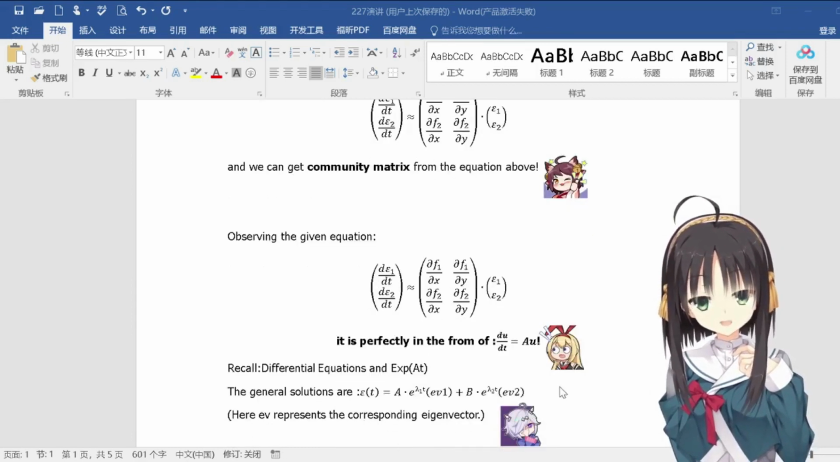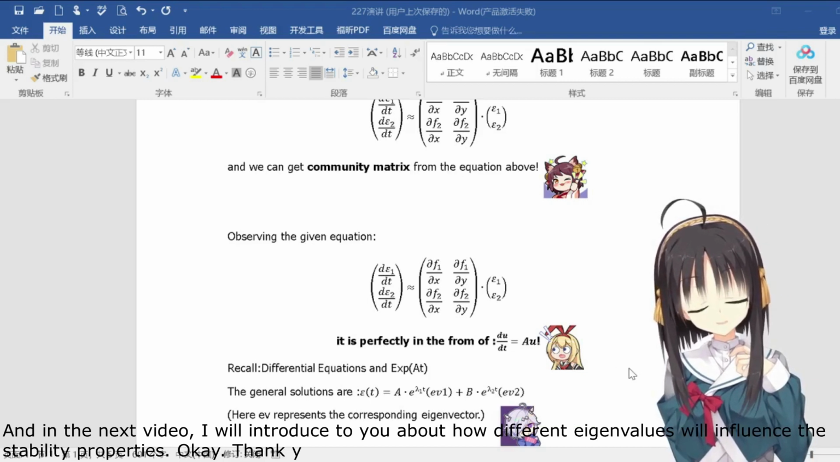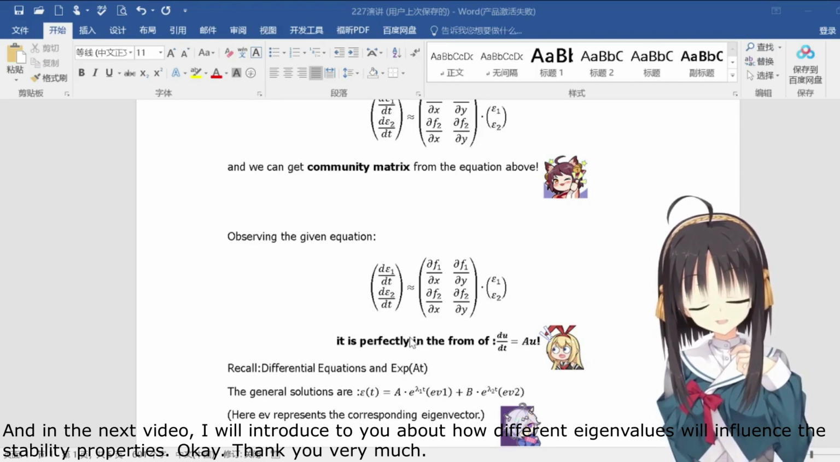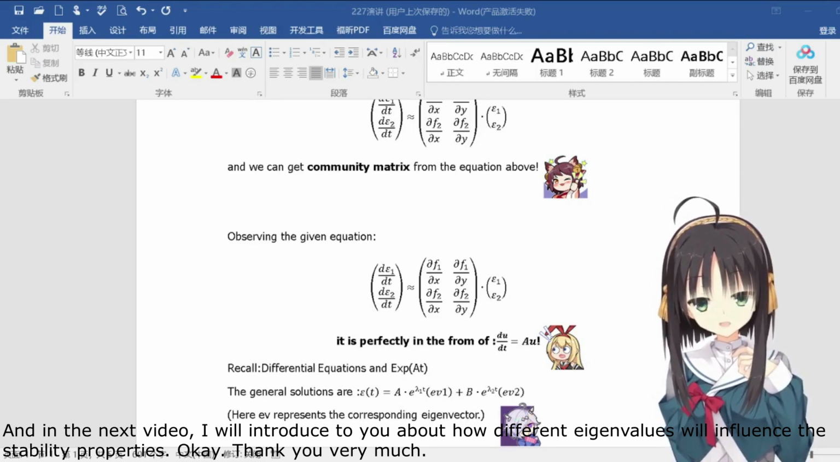And in the next video, I will introduce to you how different eigenvalues will influence the stability properties. Okay, thank you very much.